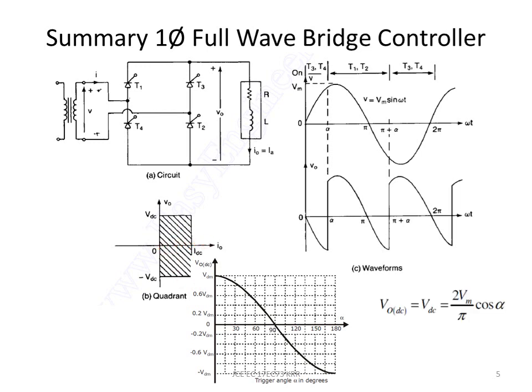Okay. And we have also derived the output average value as VDC equal to 2 Vm by pi cos alpha and V0 RMS as Vm by root 2, which is equal to the RMS supply voltage, that is Vs itself.